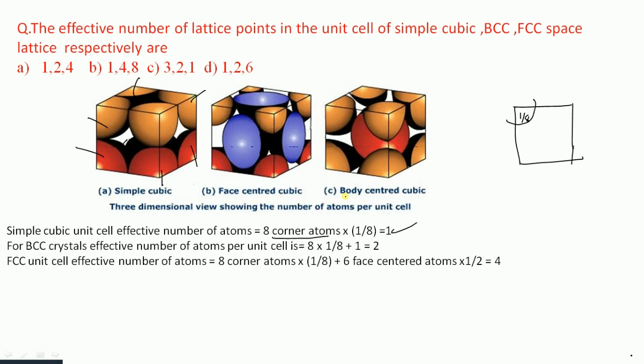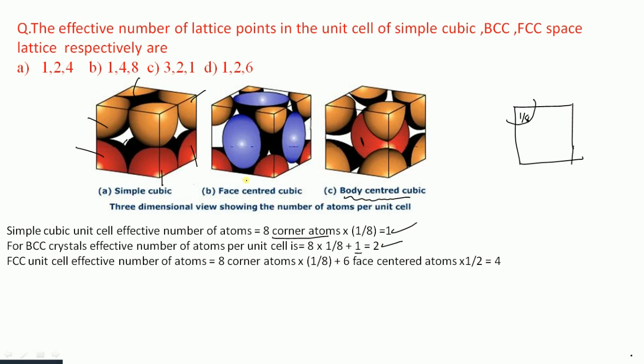Whereas in diagram C you can see the body centered cubic, there is one atom in the center. So this is 1 plus 8 atoms in the corners that are covering 1/8 of their volume. Therefore 8 into 1/8. So this will become 1 plus 1, that is equal to 2.